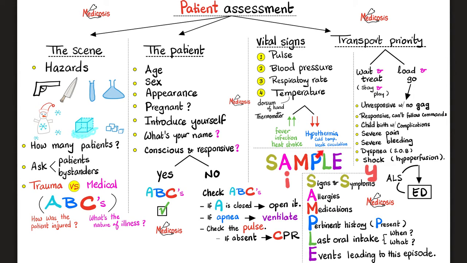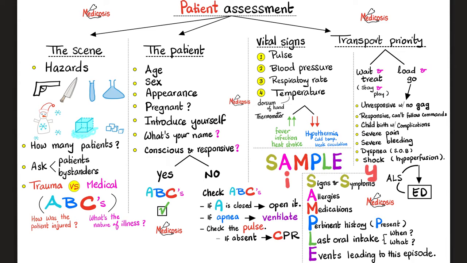Next, the P, which stands for pertinent history or present history. Do you have any illness? Oh, I have heart failure and I see my cardiologist. This is pertinent history. Next, when was the last oral intake? When did you eat last? And what did you eat? Why does it matter? Because it could be an allergic reaction after the meal. For example, some people are allergic to shellfish. Some people are allergic to peanuts.